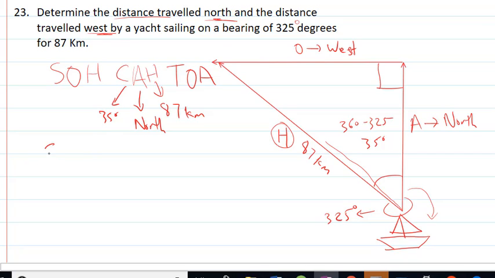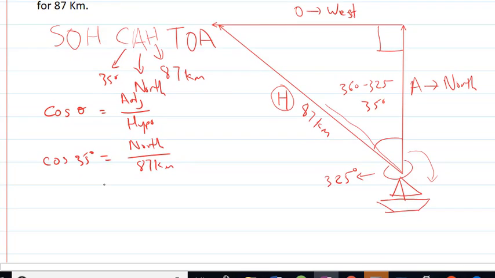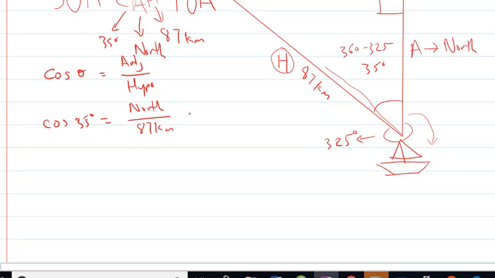I like to write my equation first. So cosine is equal to the adjacent over the hypotenuse, right? And my adjacent in that case would be north, so I would say distance north over the hypotenuse, which was 87 kilometers, equals the cosine of 35 degrees, right? So we make north the subject of the formula. How we would do that is multiply by the reciprocal, so times 87 on that side, and this will cancel, and you also multiply by 87 on the other side, right? And so let's solve for cosine 35.